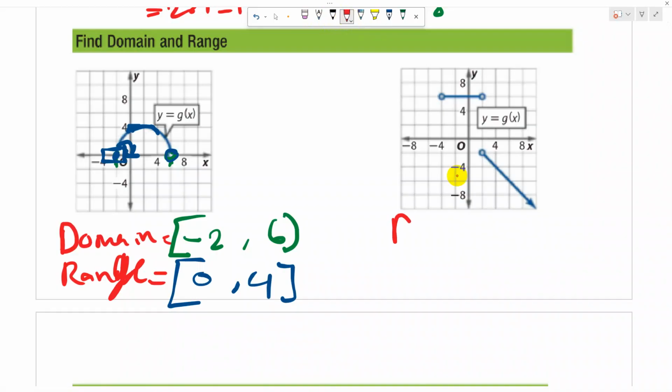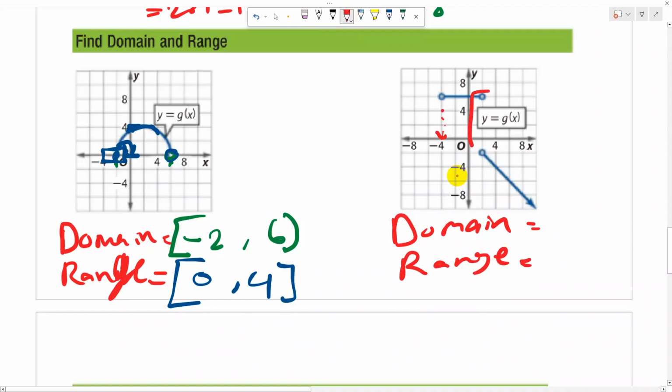Okay, here we need to find the domain and range. For the domain, it starts with -4 and goes all the way till infinity. But take this note: we have an empty circle up and down at the number 2, so we don't have the number 2 inside our domain.